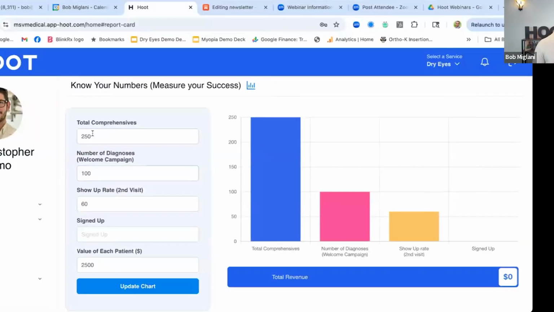Walk me through, this is a numbers exercise. Let's say it's 250 comprehensive exams a month. I don't need to know your numbers specifically, but what percentage of those who come in might have dry eyes? Would it be 20, 40, 50, 60? What are we talking about?